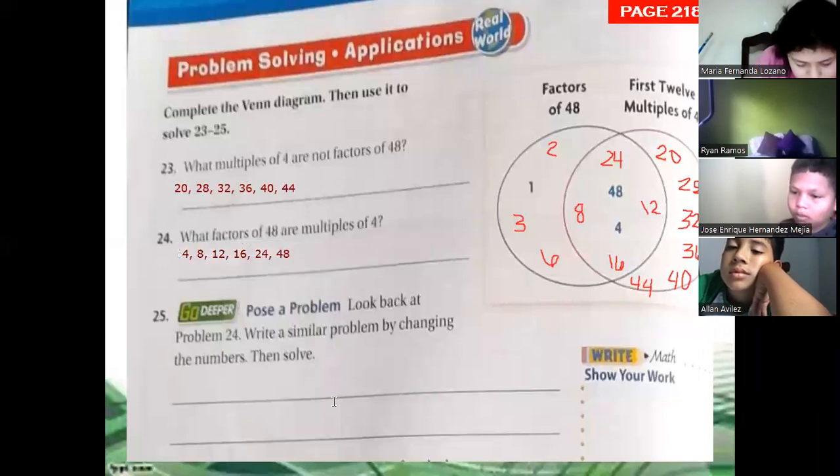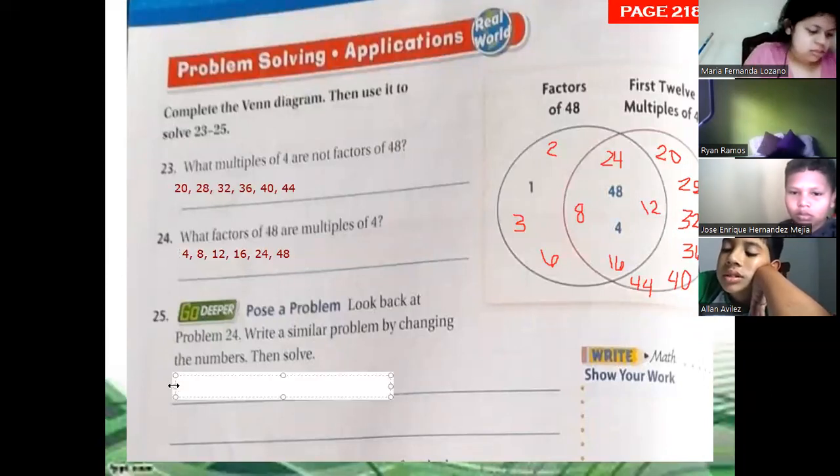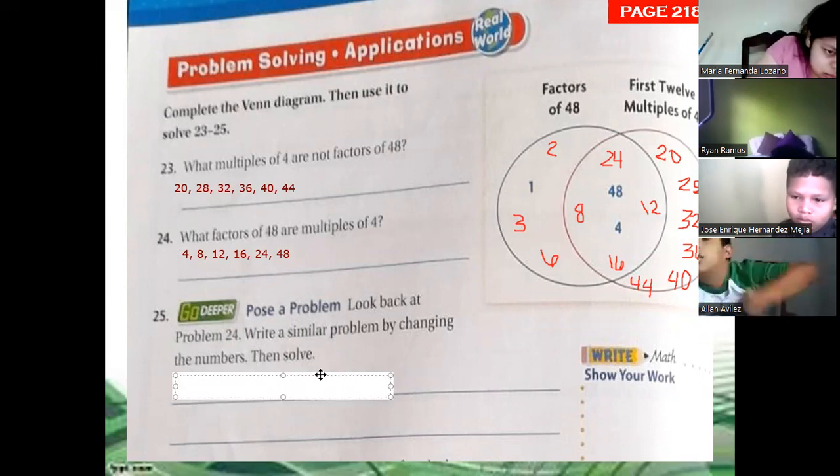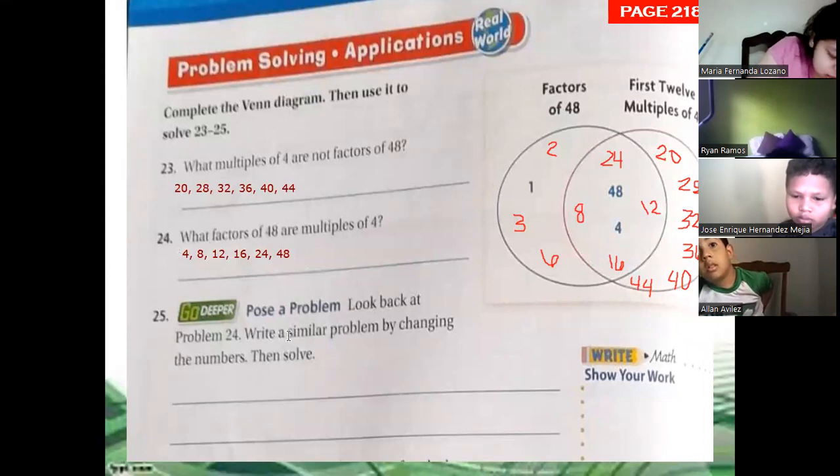Look back at problem 24. Write a similar problem by changing the numbers. Then solve. We're not going to answer this one because this one is to create a problem. Look back at problem 24 and write a similar problem by changing the numbers, then solve.